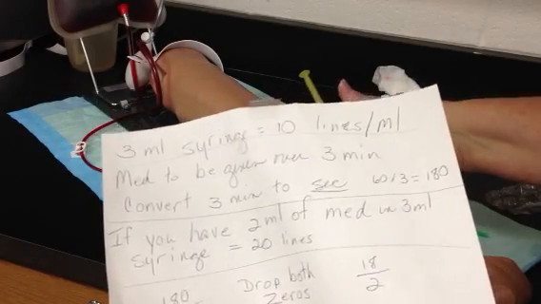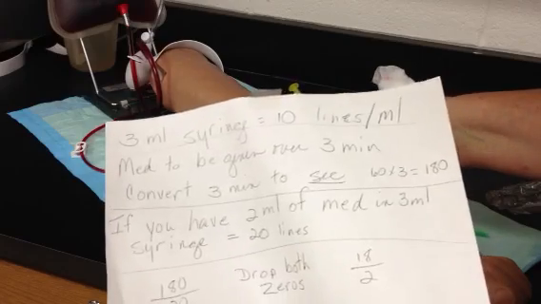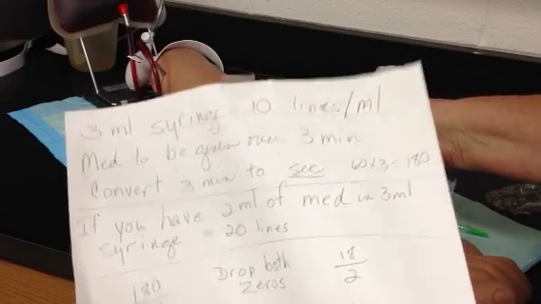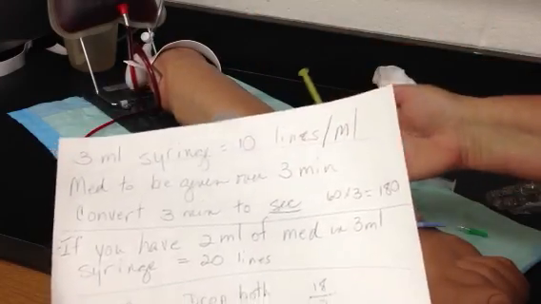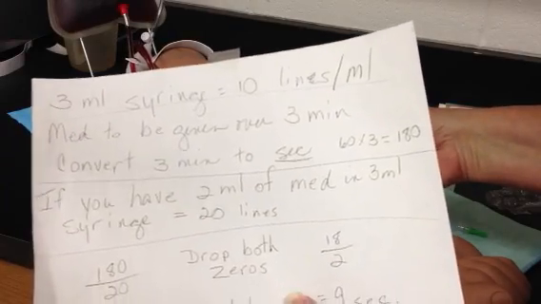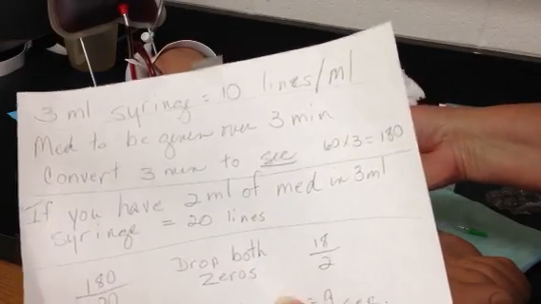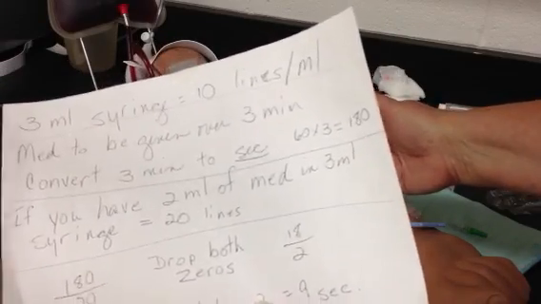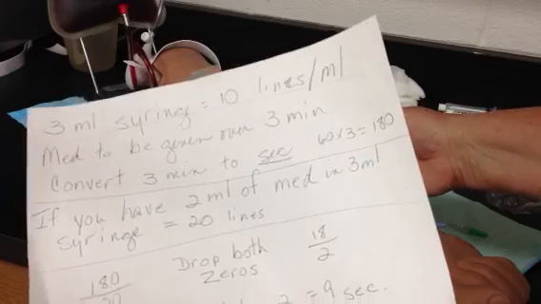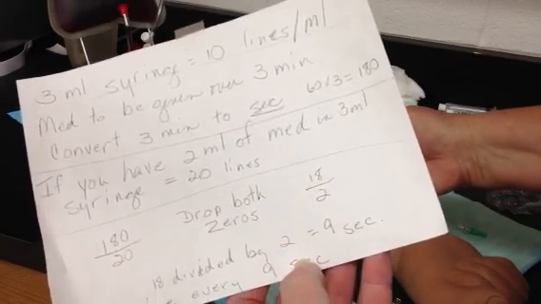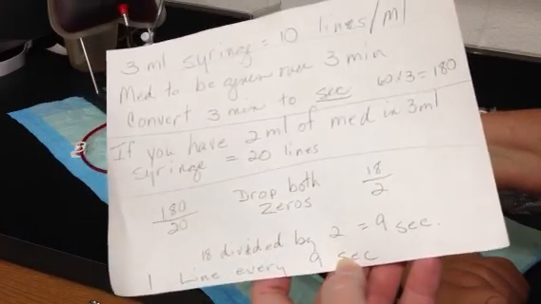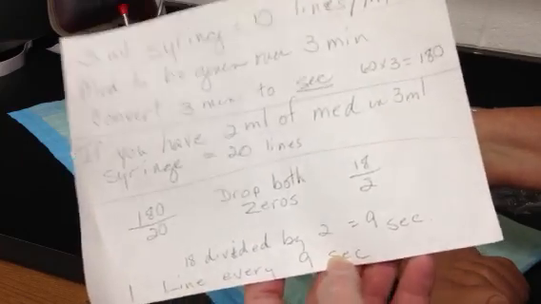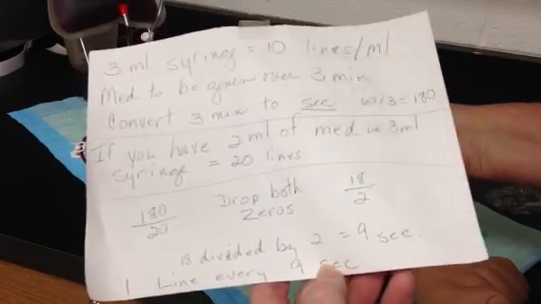And say that I've looked up my drug before I come in the room. I know that it needs to be given over 3 minutes of time. I want to convert my 3 minutes to seconds, so that's 60 times 3, it's 180. And then I have 2 milliliters of fluid, and it is in a 3 milliliter syringe, so that's going to be 20 lines, so 10 lines per milliliter. And then if I simply divide 180 by 20, I know that I'll get 9 seconds, and I'm going to give 1 line every 9 seconds. This is something that you're going to be responsible for, knowing how to figure up your lines per second.